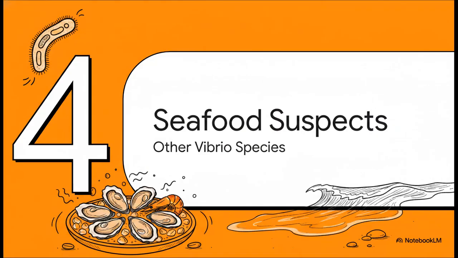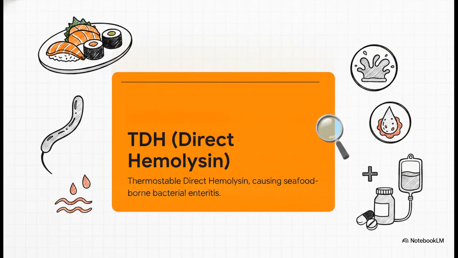All right, section 4, let's look at the seafood suspects. Meet Vibrio parahemolyticus. This guy is the leading cause of seafood-borne bacterial enteritis worldwide. It's notoriously linked to eating raw or undercooked seafood, especially over in Japan. Its main calling card? A virulence factor called thermostable direct hemolysin, or TDH for short. Now, unlike cholera, this bug can cause either watery diarrhea or a bloody mucoid dysentery. Thankfully, it's usually self-limiting, but severe cases are going to need fluids and antibiotics like doxycycline.